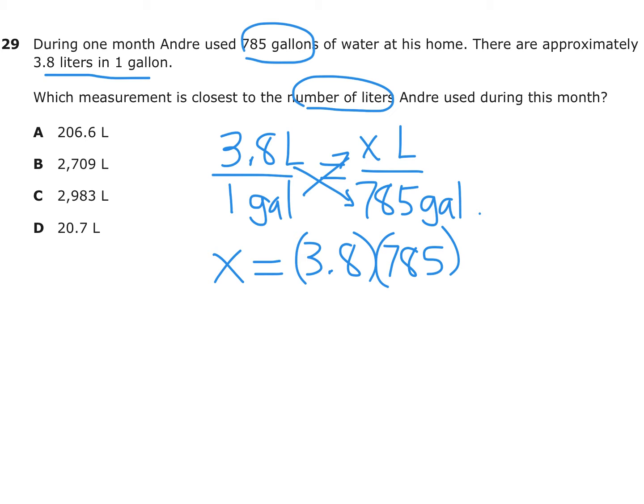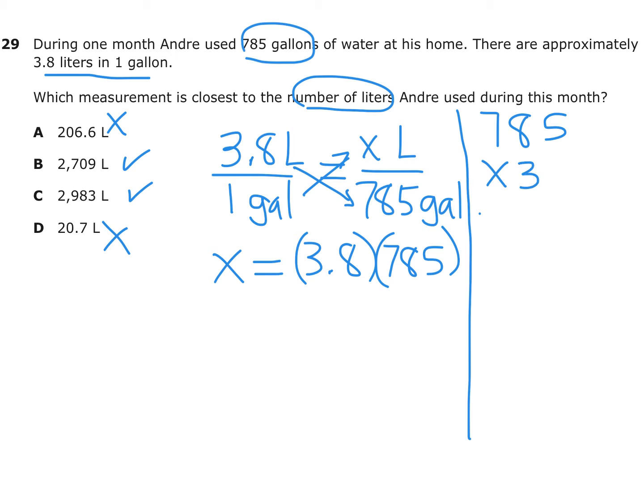And so if this was 4 times 800, it'd be 3,000 something. So there's a couple of answers here that are close to 3,000, and that would rule out answer D and answer A. So what we need to do is multiply 785, and so maybe I'm going to write it over here on the right margin. I'm going to multiply 785 times 3.8.